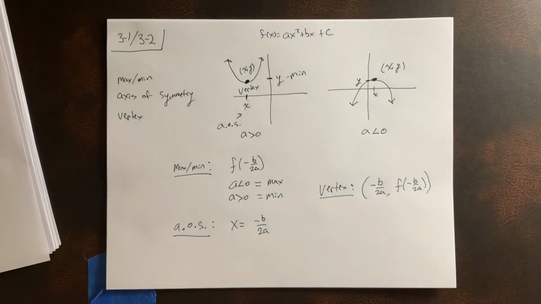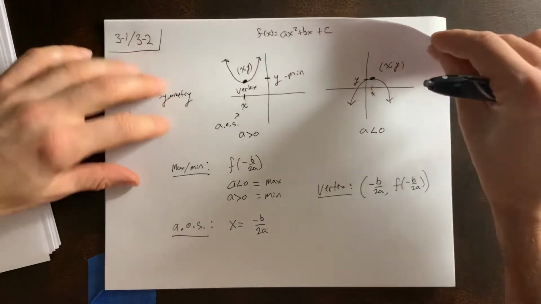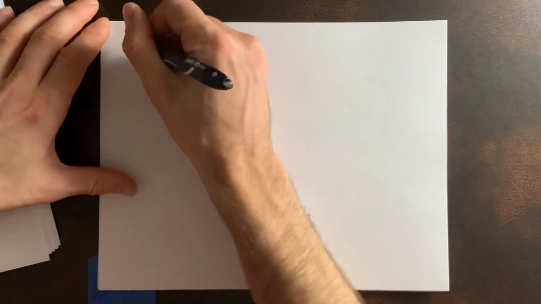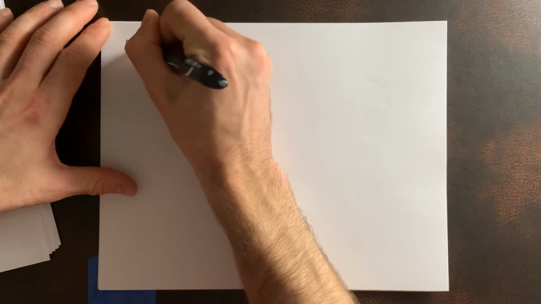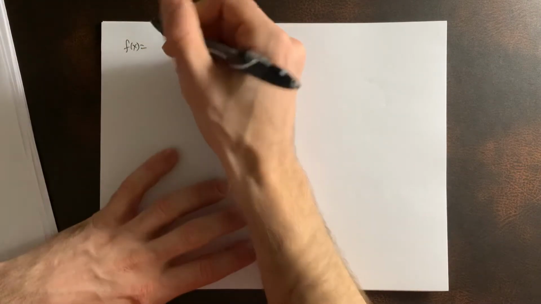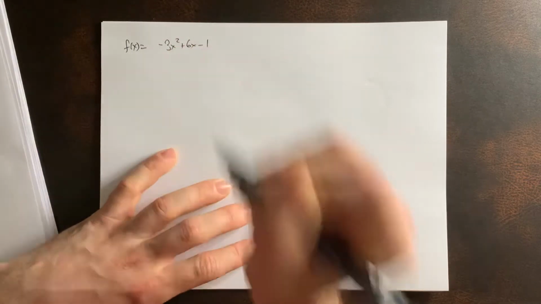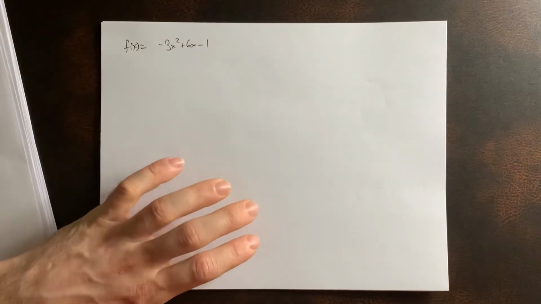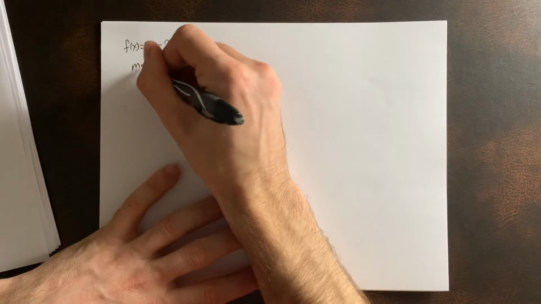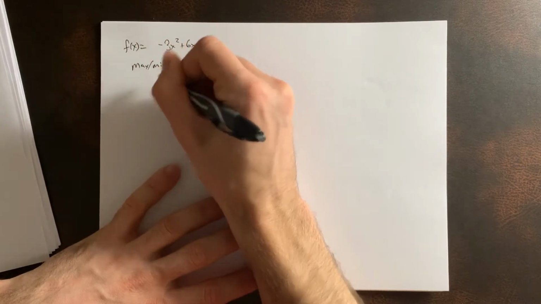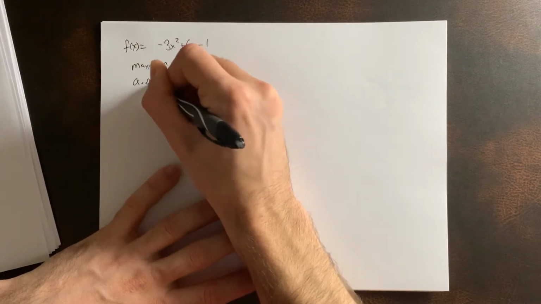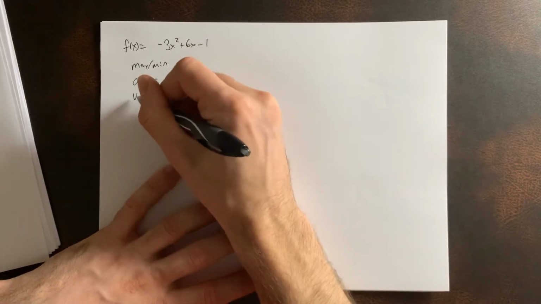On the next page, let's go through a quick example of this. Let's do this for f of x is equal to negative 3x squared plus 6x minus 1. And let's find those three things. Let's find either the max or the min, let's find the axis of symmetry, and let's find the vertex.